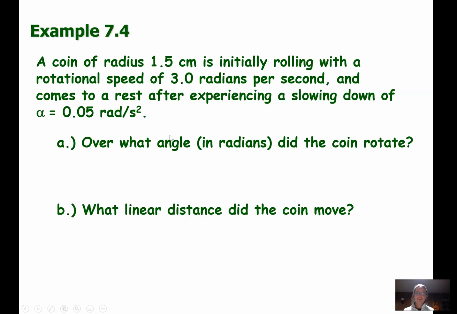Alrighty, I think we're about done with the math here, but this might wrap it up. A coin of some radius is initially rolling with a certain speed and comes to rest. It experiences slowing down. Over what angle? Well, guys, you have a radius, you have an initial speed, and a final speed.